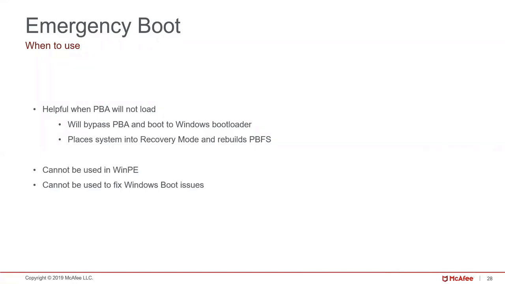So if you have a system, for example, that boots properly to drive encryption pre-boot, and then after authentication you end up with a Windows bug check or blue screen, it's not going to be able to correct that. After emergency booting, it will try to load into the operating system, and if the operating system's having issues, it will still see those same issues.